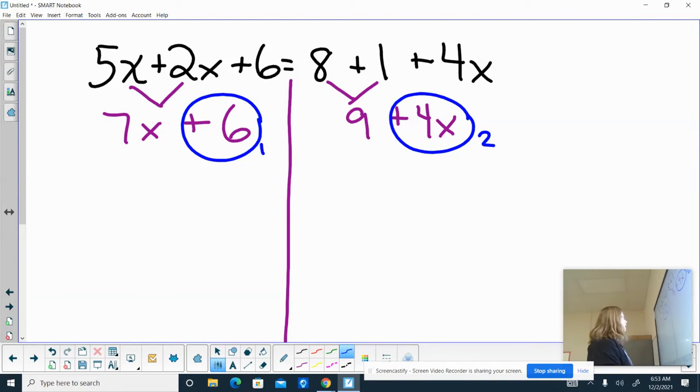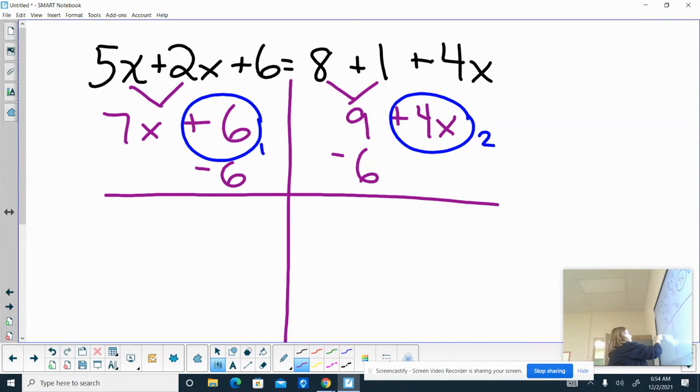So let's do this. My first step is adding 6, so the opposite would be to subtract 6. I want to subtract 6 from the other constant on the other side of the equal sign. Bring down my 7x. 6 minus 6 is eliminated at 0. 9 minus 6 is 3. Bring down my 4x. It's a positive 4x. So I'll bring that down. Okay. Step 1, done. Now I'm on to step 2.